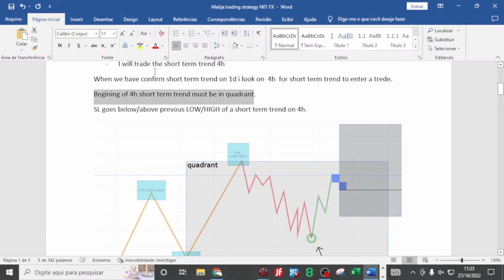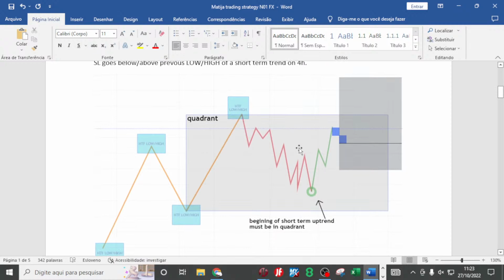Beginning of the short-term trend must be in a quadrant. What does this mean? Quadrant. Don't watch relevant highs and lows, not a clear rule for me.